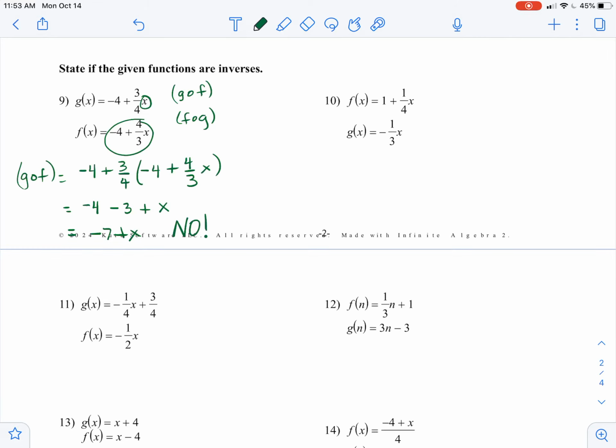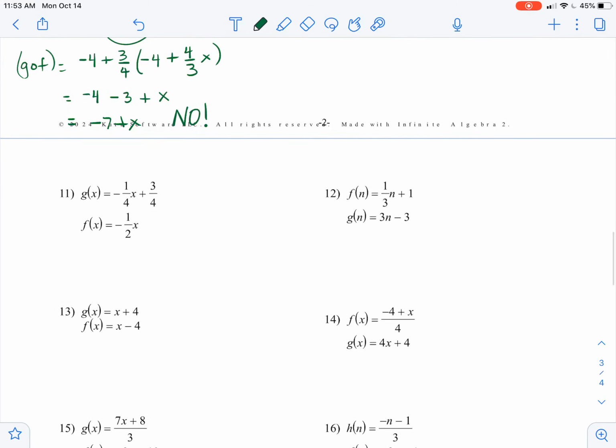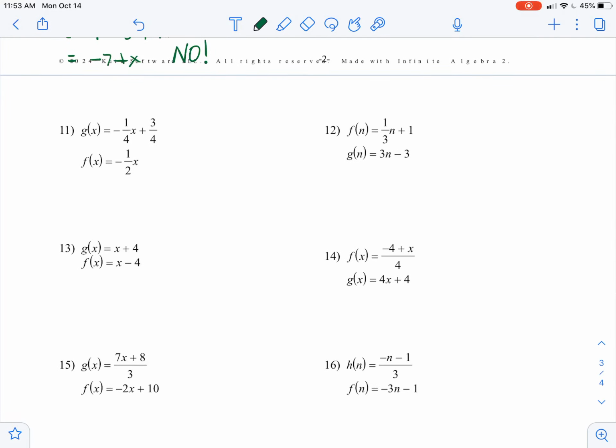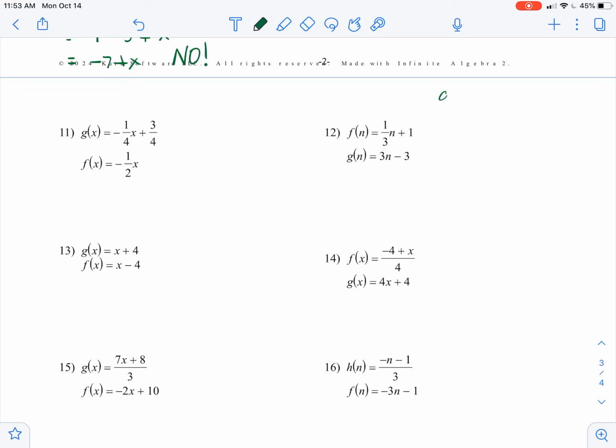So let me try another one here for you. So I'm going to do number 12. Okay, so the first thing that I'm going to do, and when I write it this way, it is f into g. So I'm going to take the f and put it into the g. So that would be 3 times 1/3 n plus 1. When I simplify that, I'm going to get n plus 3, minus 3. I forgot the rest of my equation. Minus 3. Okay, so I'm taking this and I'm putting it right there.